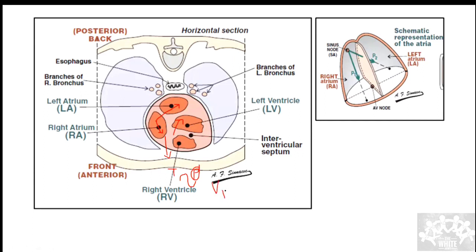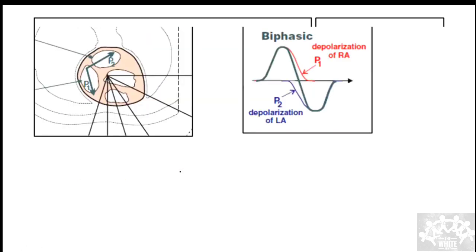So in V1 to V3, this is what you're going to see, which is normal. This is completely normal. Don't think this is abnormal and call it something else. This is absolutely normal. So the first part is the RA, second part is the LA. So this is the same thing, a biphasic wave.